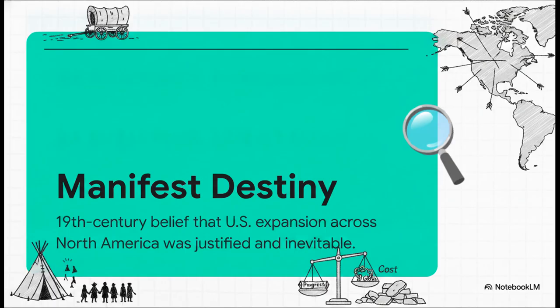A huge part of this geographic and cultural expansion was driven by a concept called manifest destiny. This was the powerful 19th century belief that U.S. expansion all the way across the North American continent was not only justified, but entirely inevitable. It is a fascinating driving force in American history, and we're going to evaluate it critically to understand the immense changes and the massive displacement it caused.